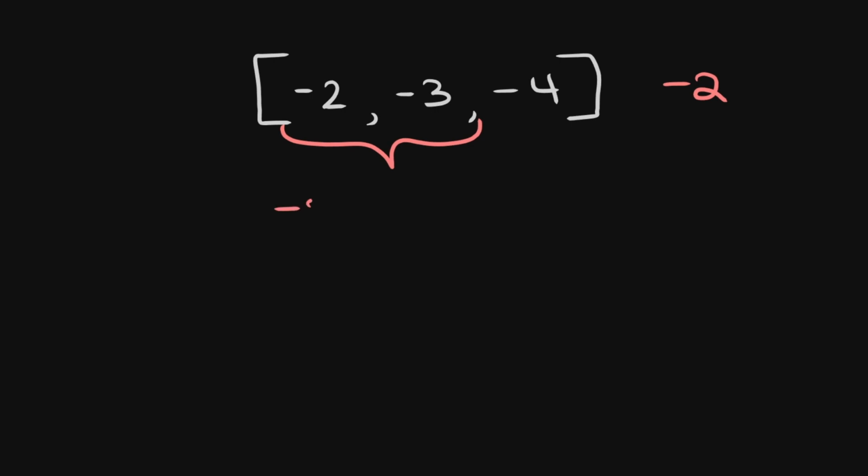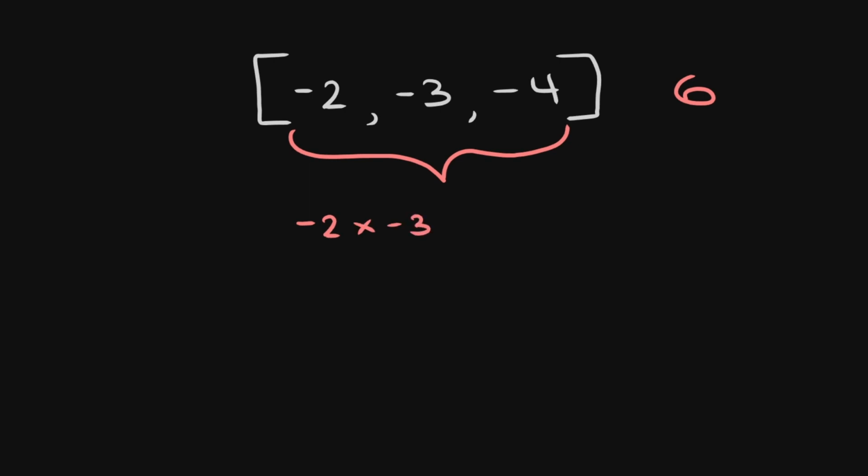So -2 times -3. And since these are both negative integers, they become a positive. So we get +6, and +6 is greater than -2. So the -2 is going to be replaced by the 6. Then we take a look at the entire subarray. Well, we have -2 times -3 times -4, which is going to be -24. And this is less than 6, so we don't update it.